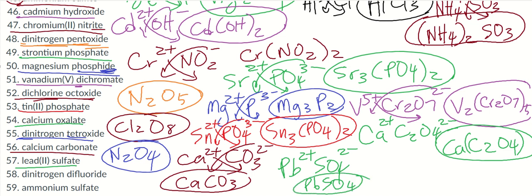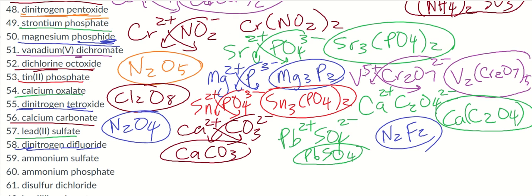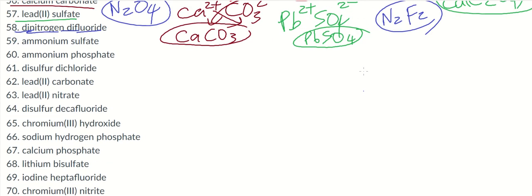All right, dinitrogen difluoride, 2 nonmetals. N2F2. Should we reduce? Nope. Molecular compounds. There's a prefix there for a reason. Why would they say di and then want you to reduce that? Okay.